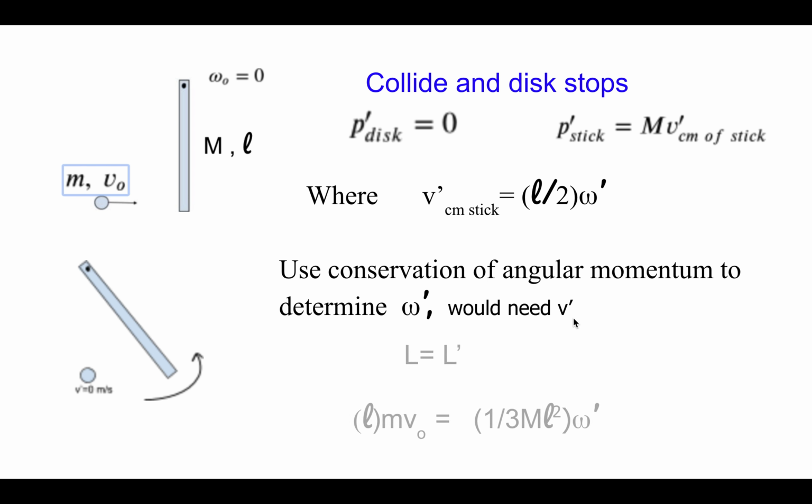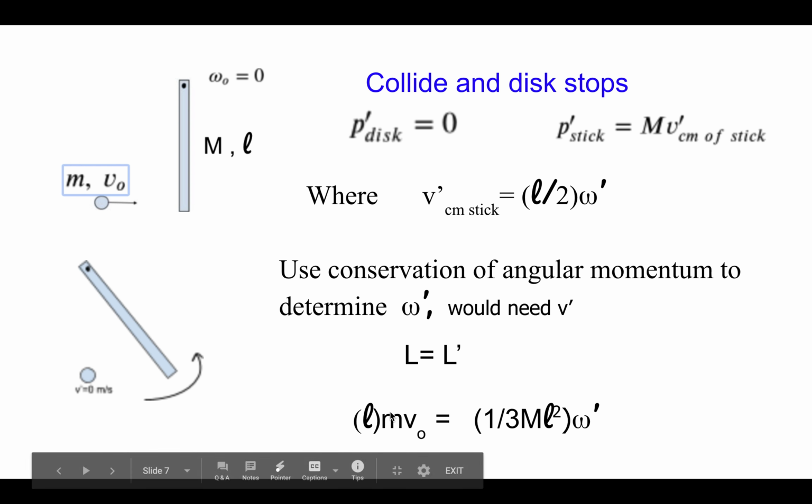And I think this next part is okay. There's the initial angular momentum. You have the rod and its final. So I think that's okay. Yeah, I thought I had a typo in there, but it looks okay. All right, so that's colliding, the disk stops.